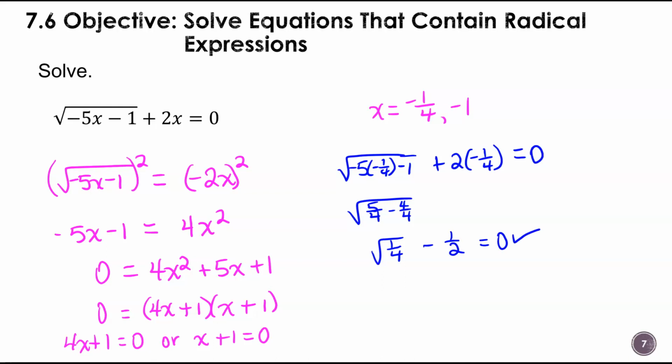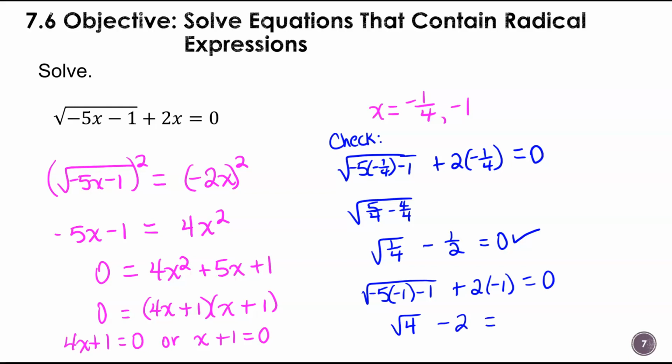And then we'll check the second one. I never did write check up here. So the square root of negative 5 times negative 1 minus 1 plus 2 times negative 1 equals 0. So we have 5 minus 1, which is 4, minus 2, and you can see that that also does check. So our two solutions are negative 1/4 and negative 1.